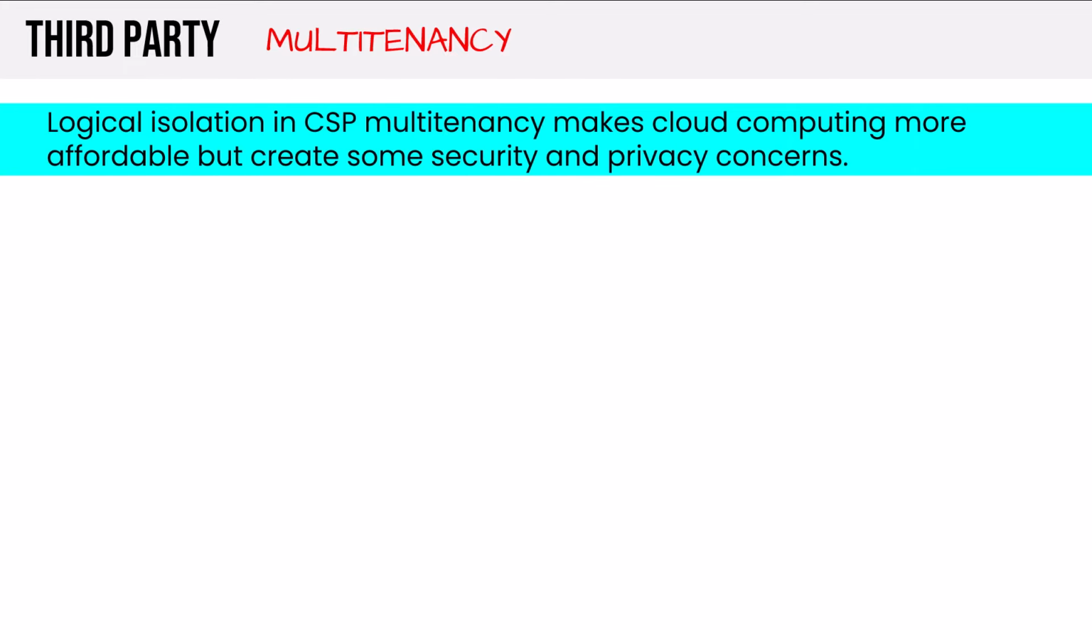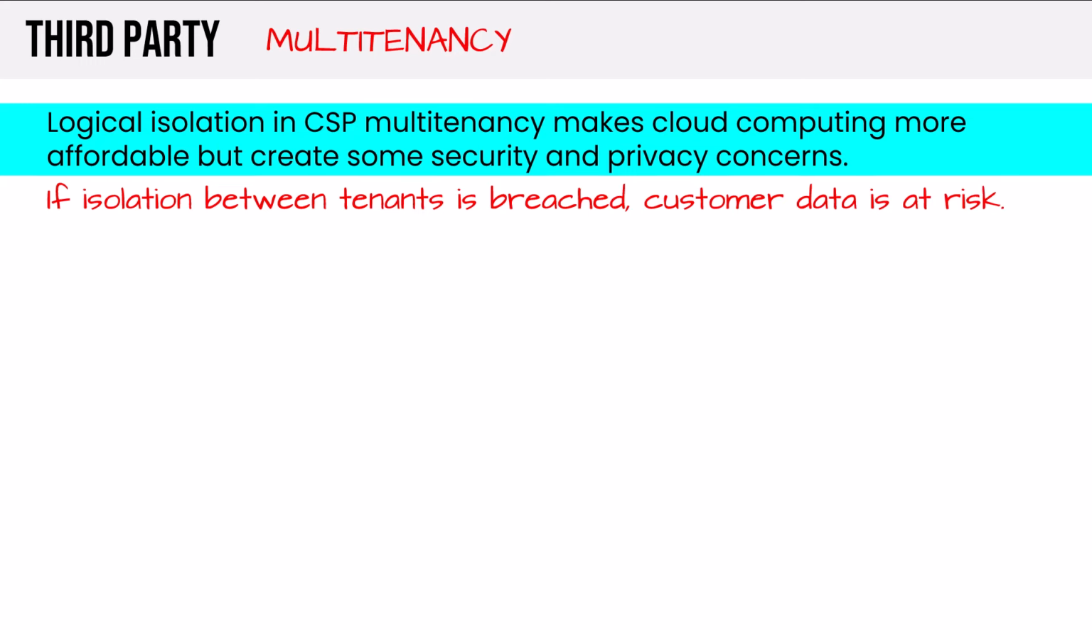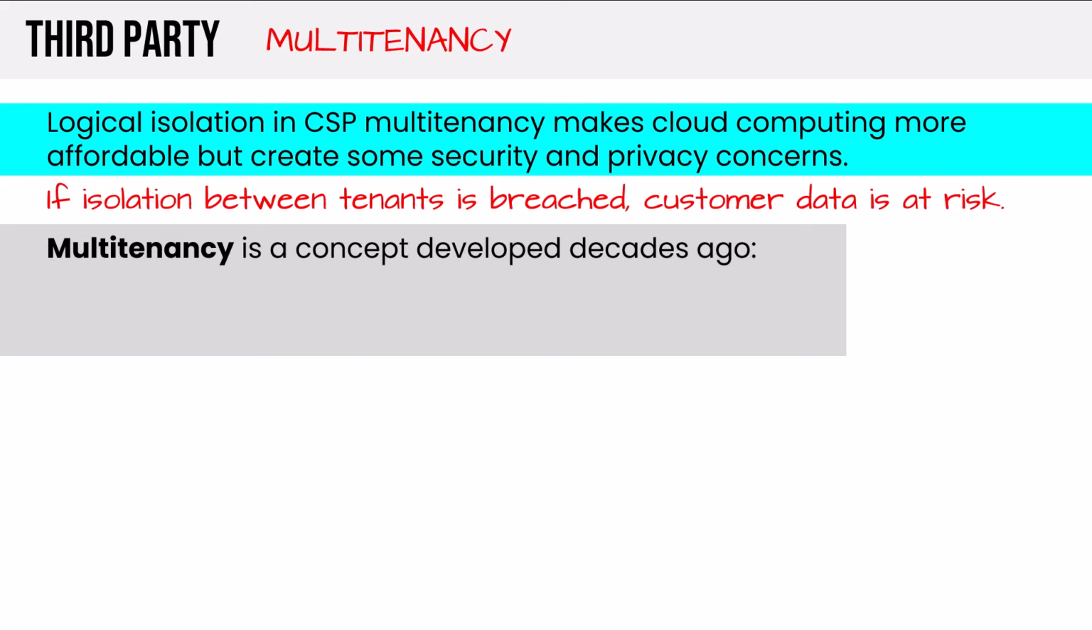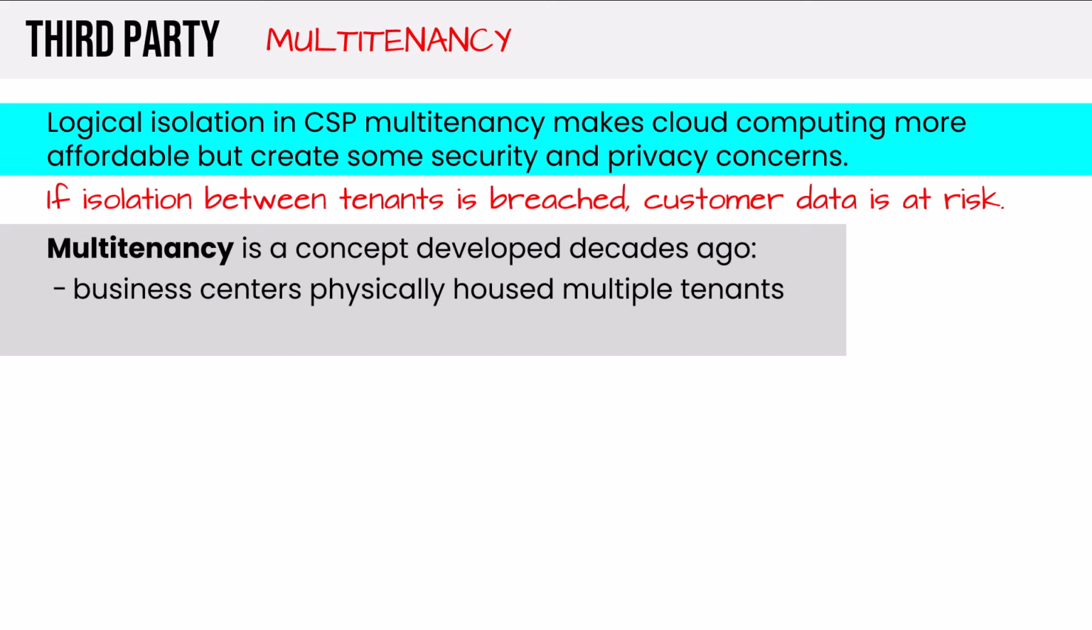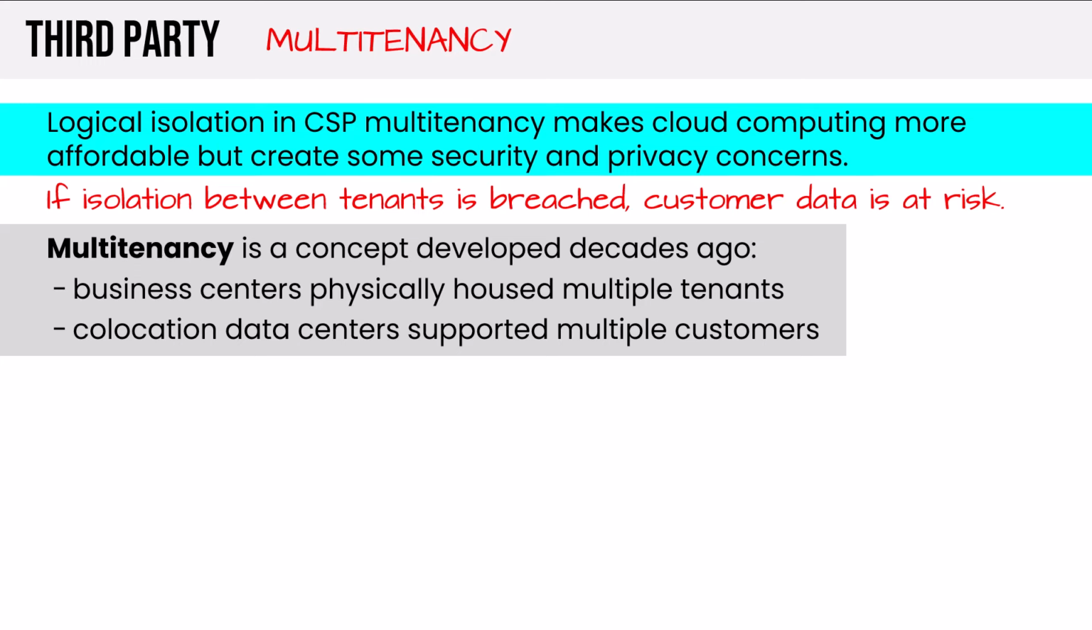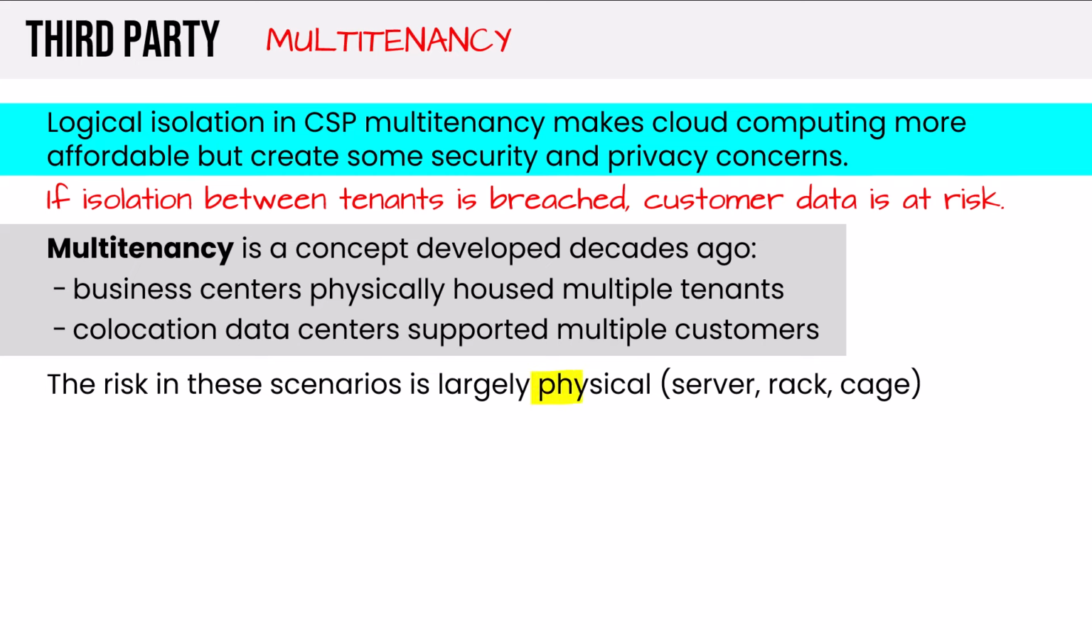So logical isolation in CSP multi-tenancy makes cloud computing more affordable, but it creates some security and privacy concerns. If isolation between tenants is breached, customer data is at risk. And multi-tenancy is a concept that was created decades ago. Business centers physically housed multiple tenants. Colo data centers supported multiple customers. But the risk in these scenarios is largely physical. As I mentioned, customers were separated by servers, racks, cages. They weren't using the same physical infrastructure.